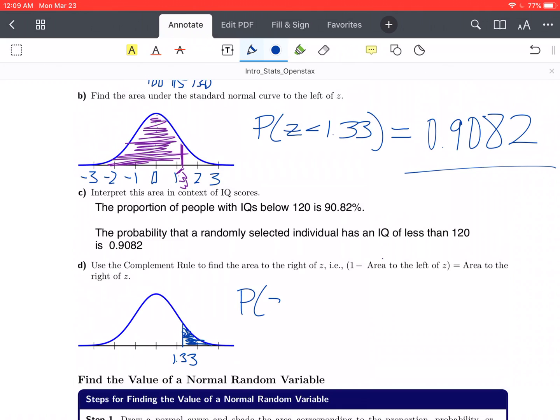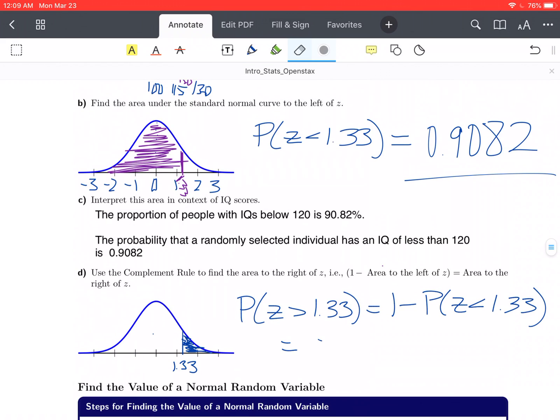So the probability that z is greater than 1.33 equals 1 minus the probability that z is less than 1.33. Since everything below 1.33 and everything above 1.33 is 100% of the data, if 90% of the data was below, 10% is going to be above. So that's going to be 1 minus 0.9082, which is 0.0918.